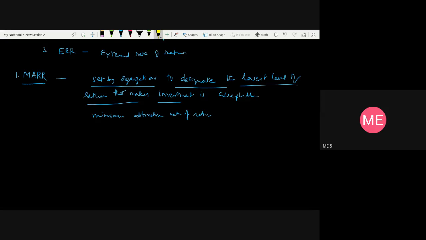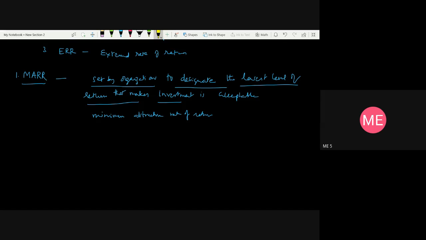And this minimum acceptable rate of return varies widely according to the type of organization, and it is lower than that required for research projects, in which there is very little certainty about the cash flows. So for research projects, we can go with these concepts.